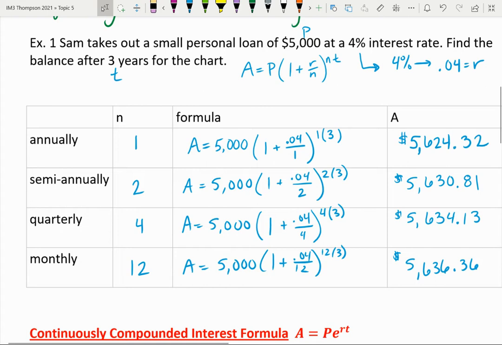Okay, so on your calculator, 0.04 divided by 4. And on the way, that's the power. So what is the power of 12? That's the power of 12. And then times 5,000.